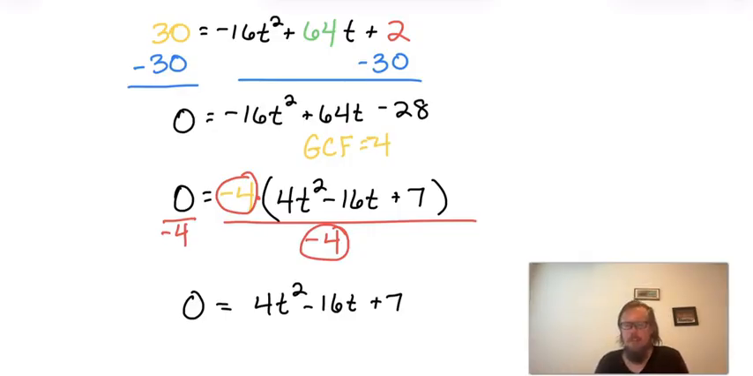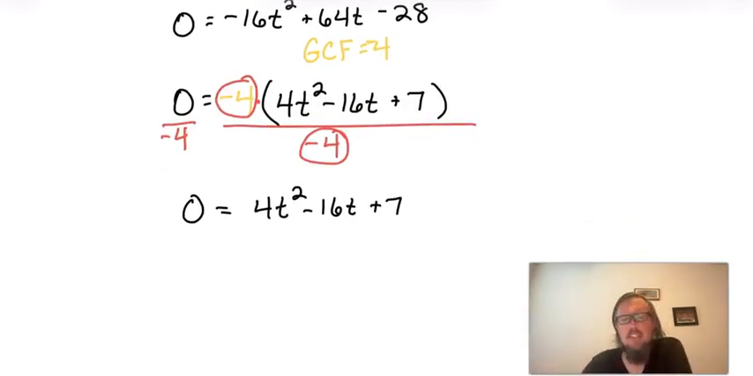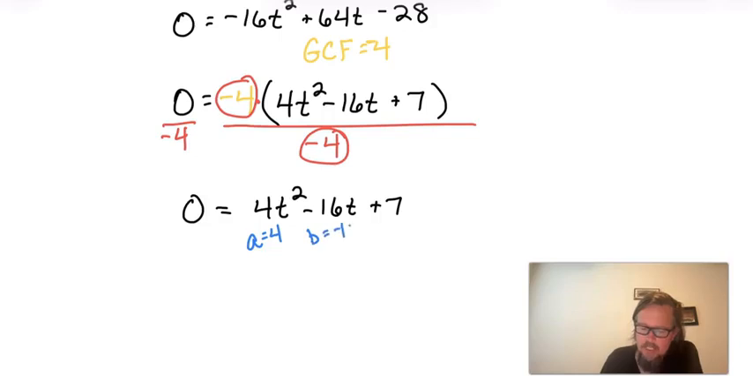I like smaller numbers better than big numbers when I have to do factoring. Okay, so now we're ready to factor, and we're going to have to factor by grouping because it is not just a t squared, it's a 4t squared. So we've got to do some grouping. So we're going to do a times c, which is 28.